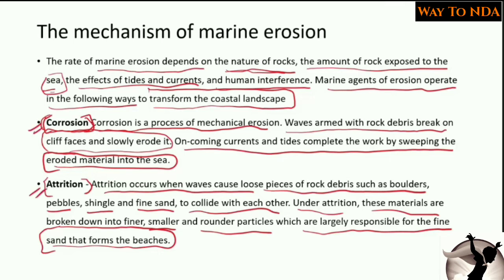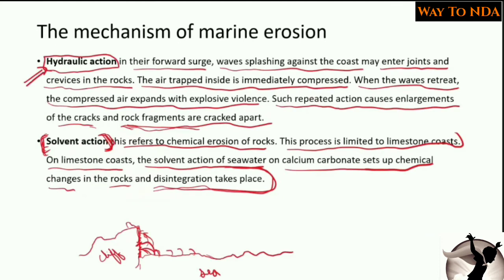Here second we saw the attrition, where the eroded particles were crashing with each other, and they were again getting finer and filtered and getting smoother. So this was among the eroded particles themselves only. So first we saw corrosion, second we saw attrition, third we saw hydraulic action, in which the air was getting compressed and again expanding, and fourth we saw the solvent action, in which the seawater was acting on the limestone rocks which are made up of calcium carbonate.